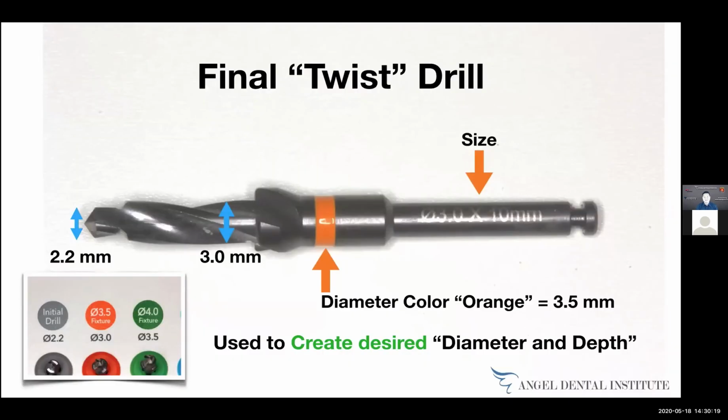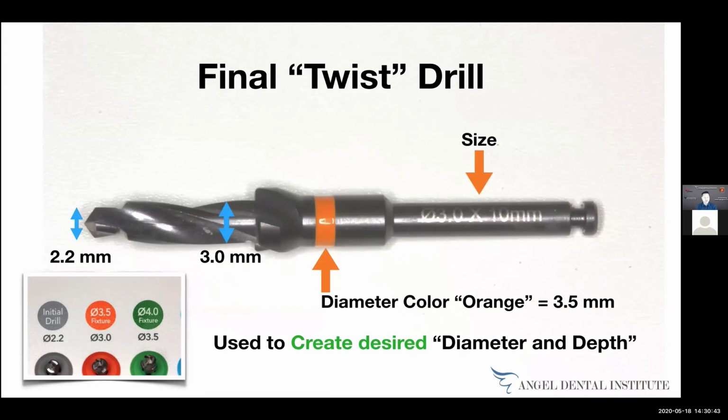Okay. Final twist drill, if you look at these, you have the size marking here, the laser marking on the right here. It says 3.0. That circle with the hash, that's a notation for diameter. So 3 millimeter diameter by 10 millimeter length. And the orange band is for the fixture size.